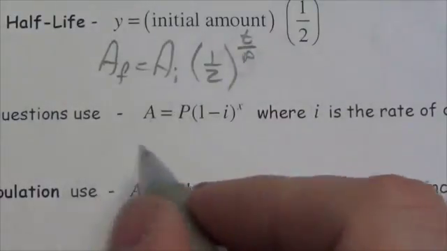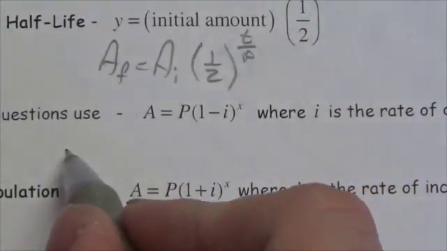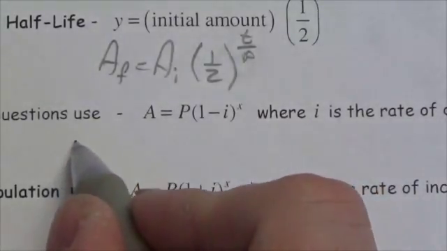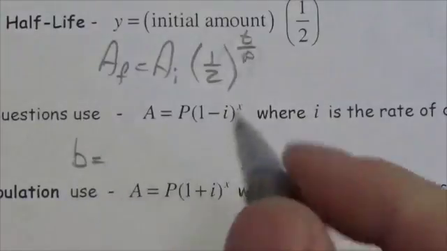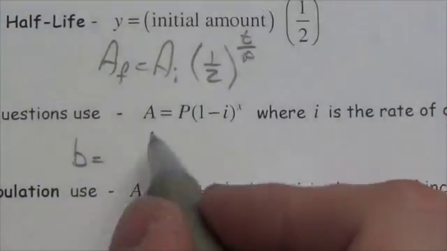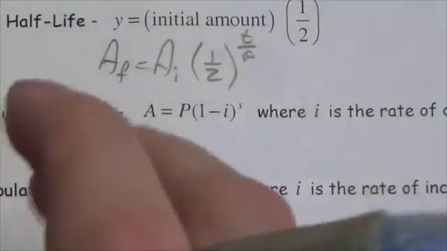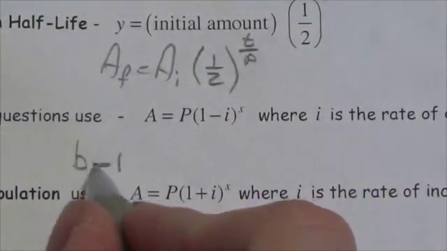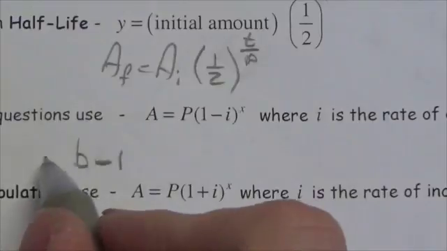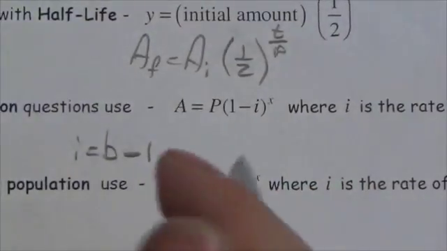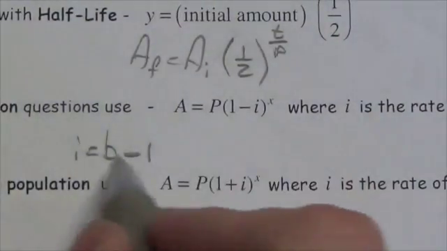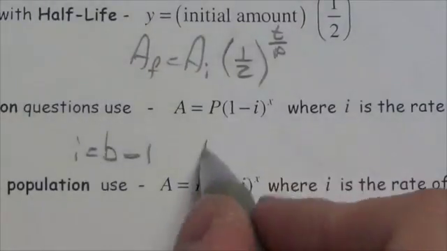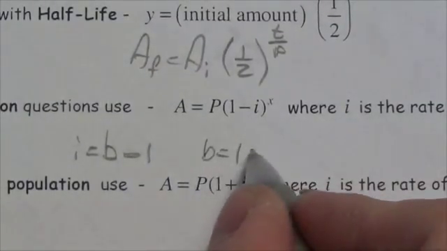Now I just want you to remember this. The other day, or the other lesson here, we were working with b, and we wanted to figure out what the rate of growth would be. So we would do b minus 1, and this would be equal to our i, the growth rate, if you will. Okay, well now notice b in this case is going to equal 1 plus i.